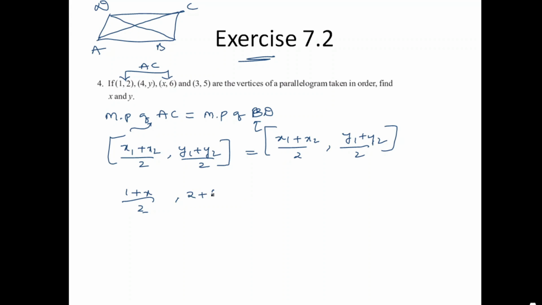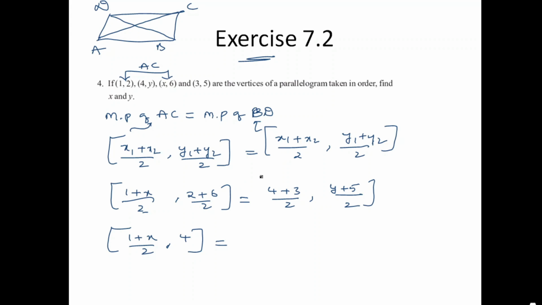Similarly, 2 plus x by 2. Okay, am I clear? So this comes out to be 1 plus x by 2, and 8 by 2 is how much? 4. I hope you understood this over here. It's easy to remember. So the next thing is x1, 4 plus 3 by 2, y values, y plus 5 by 2. Isn't it? Am I clear up to here? Right? Good. No doubts. So this is your 7 by 2. This is your y plus 5 by 2.